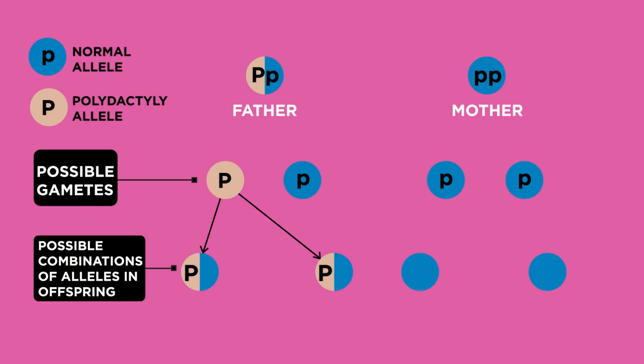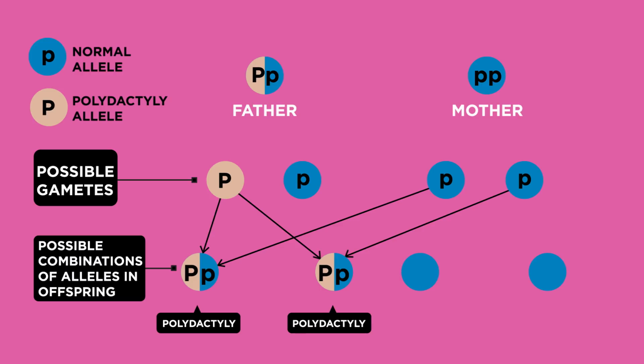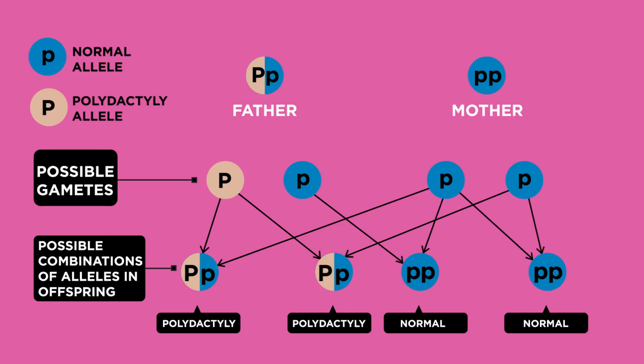Offspring with 1 dominant allele, big P, and 1 recessive allele, little p, will also have the condition, whereas these offspring won't have the condition. Can you see what their genotype must be? Little p, little p. So 2 copies of the recessive allele.